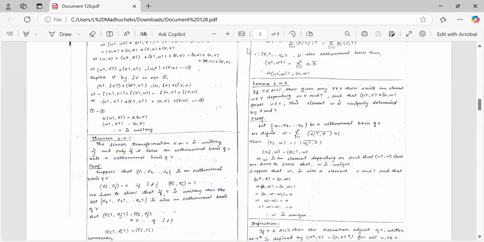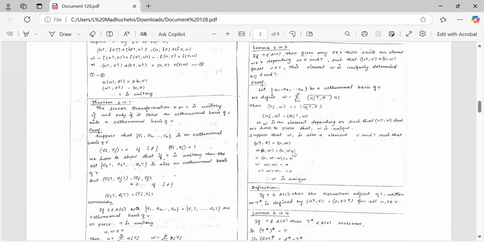We have to prove that W is unique. Suppose that W1 is also an element of V and T, such that the inner product (u^T, V) equals inner product (u, W). This implies inner product (u, W) equals (u, W1). This implies inner product (u, W minus W1) equals 0, implies W minus W1 equal to 0. This implies W is equal to W1, that is, W is unique.